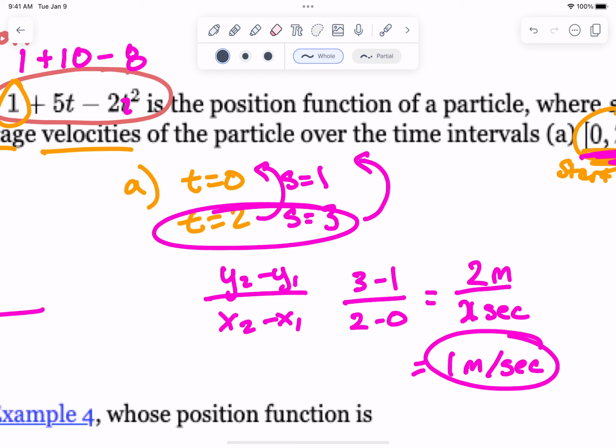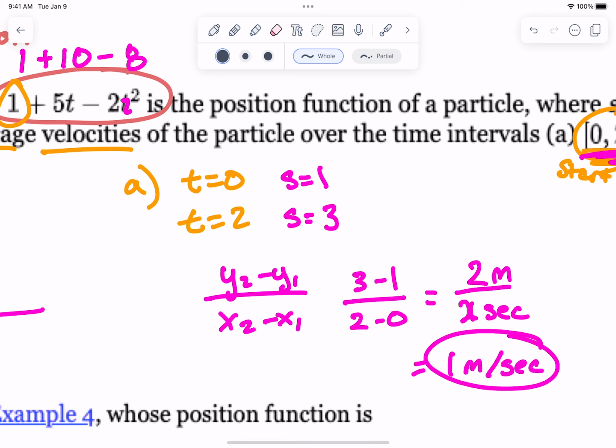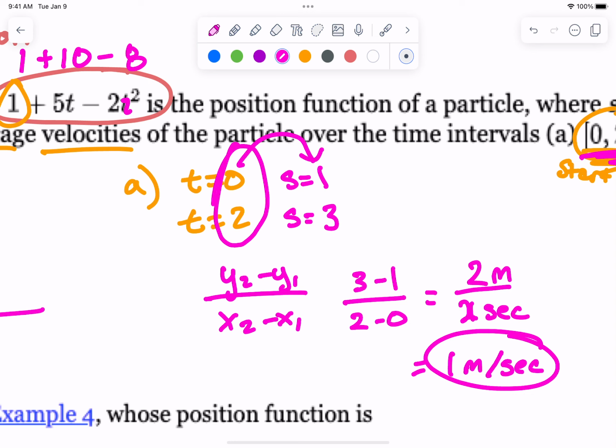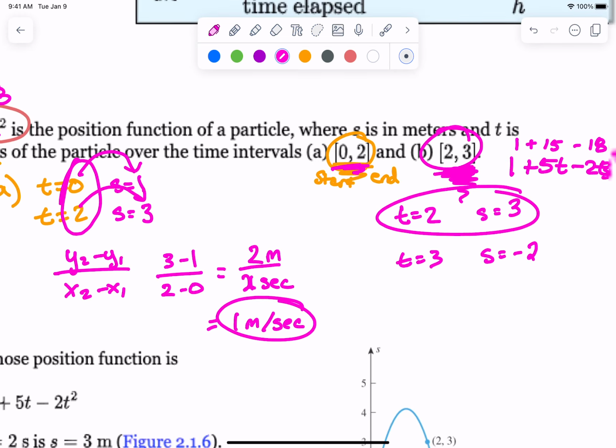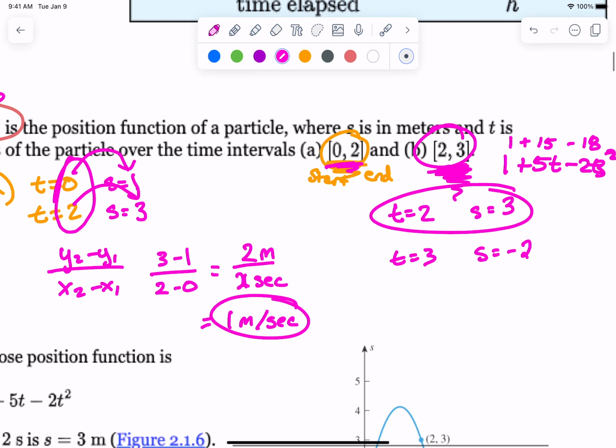You're saying that's what the answer is? I'll tell you what the answer is. On A, we were going from 0 to 2. If we plug 0 in, we get 1. If we plug 2 in, we get 3. And now we're doing the slope between those. You see what I'm doing? The numbers they give us go in for T. That's my starting time and my ending time. Are we good to go? Over here, if we're starting at a time of 2, if we plug 2 in, we're at position 3. If we plug 3 in, we're at position -2.